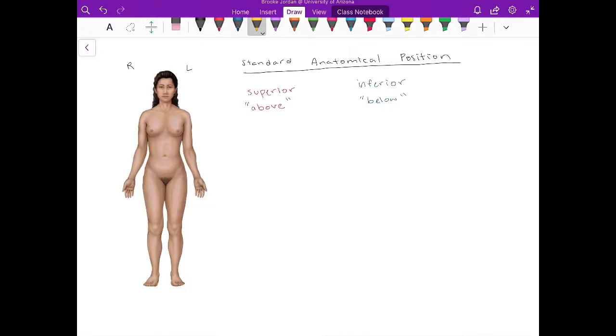Next up, we have medial and lateral. Medial means that it's towards the midline. If we were to draw a line directly down the middle of your body, that's the most medial you can get. And lateral is directly the opposite of that, so away from or further away from the midline.